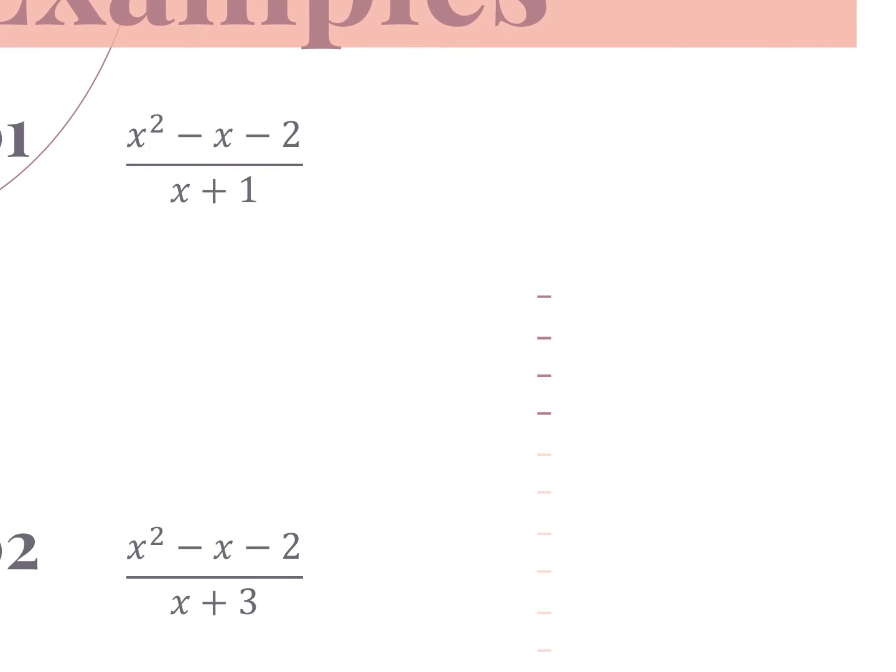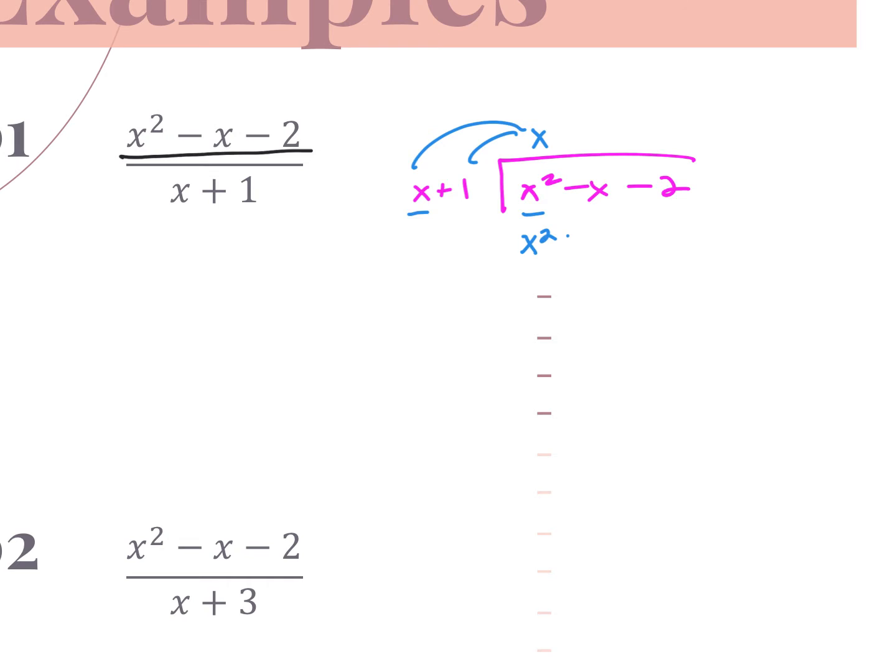So like number 1, this is in order of decreasing degree. There's no terms missing. So I would do x squared minus x minus 2, and then x plus 1 goes on the outside. I divide first into first, which would be x, and I multiply that by both the terms on the outside. So x squared plus x. Instead of subtracting, I recommend changing your signs and adding. Seems that people make fewer mistakes then.